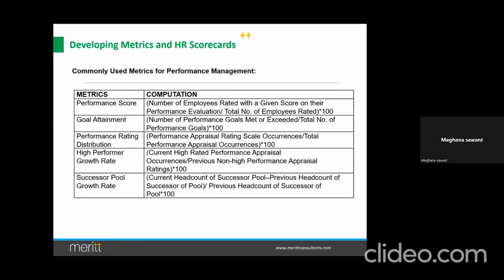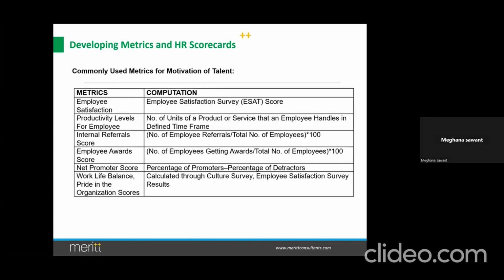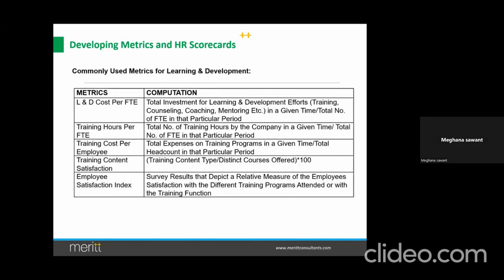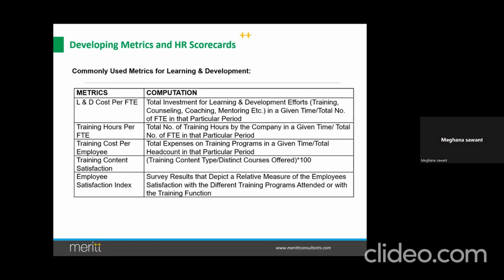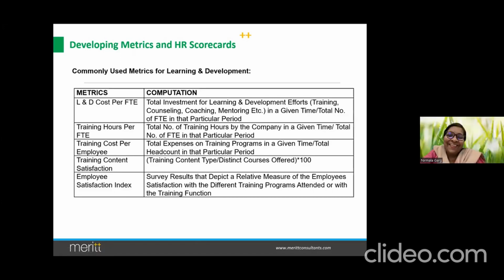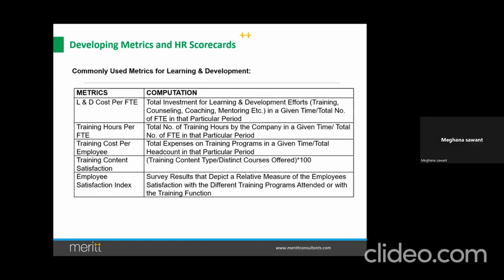Ma'am, in terms of L&D, sorry, just have a question. In terms of the training effectiveness measure, how do we bring that in, which is getting converted into productivity? So these are more of what metrics? These are more of lag metrics. So effectiveness happens after some time, no? After some time, so that's a lag.